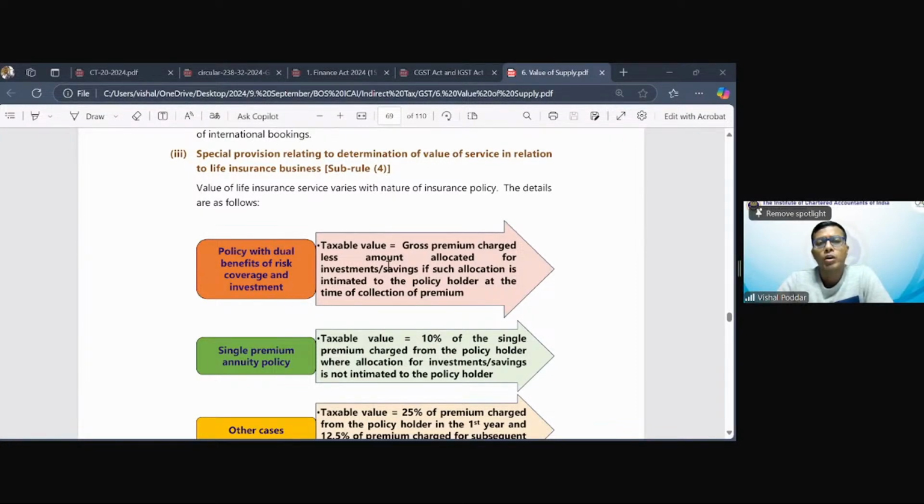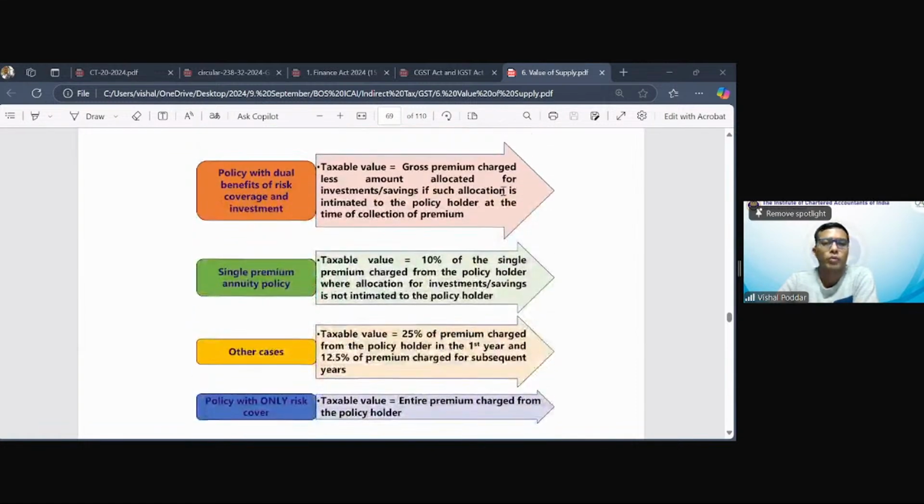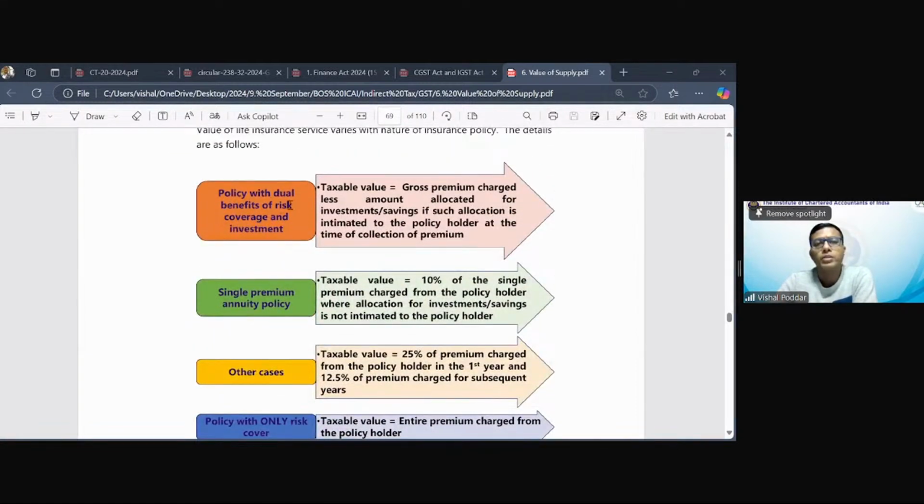So that is what we find out with the help of the valuation rule. Now, what does this sub rule 4 say? Value of insurance services varies with the nature of policy. So first, policy with dual benefits. What is the dual benefit? You are giving the insurance, that is risk coverage, and also investment. In that case, what is the value? Value is the gross premium less the amount allocated for investment savings, if such allocation is intimated to the policyholder at the time of collection of premium.